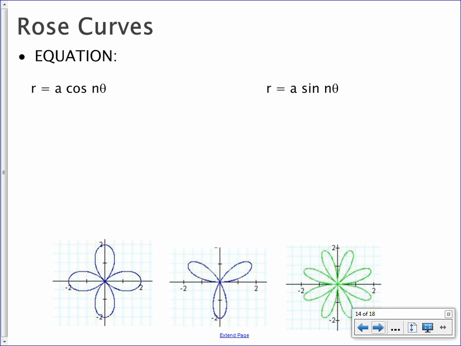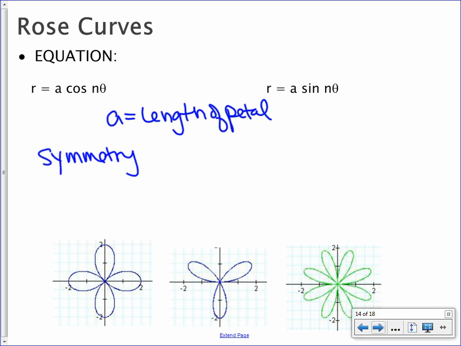What does A tell you? It tells you the maximum distance, so I'm going to say length of petals. What's the difference between sine and cosine? Cosine is going to have symmetry along the x-axis. Sine is going to have symmetry along the y-axis. That's going to be n, that's what n is going to tell you.